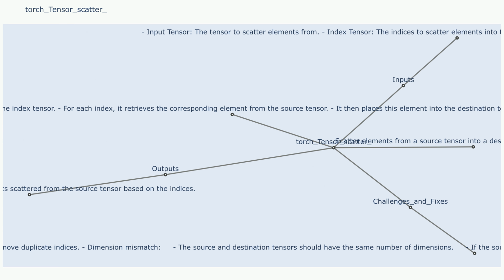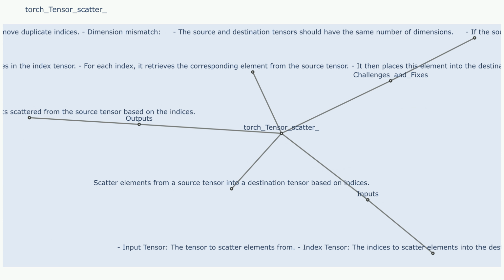Duplicate indices: if the index tensor contains duplicate indices, the corresponding values from the src tensor will be scattered multiple times at the same location, potentially resulting in unintended results.